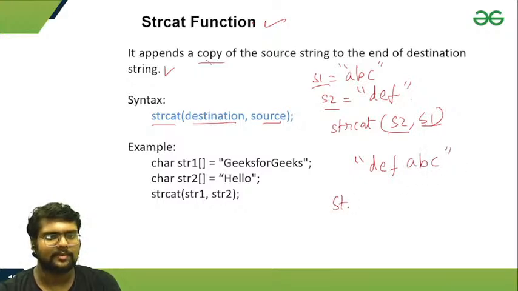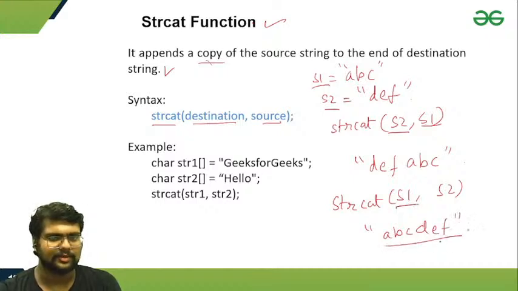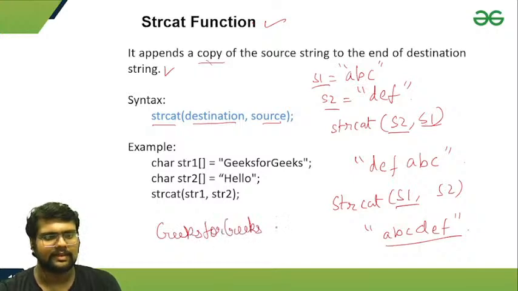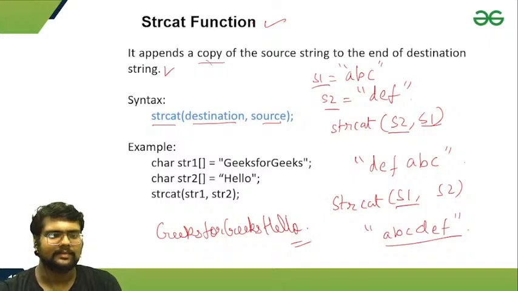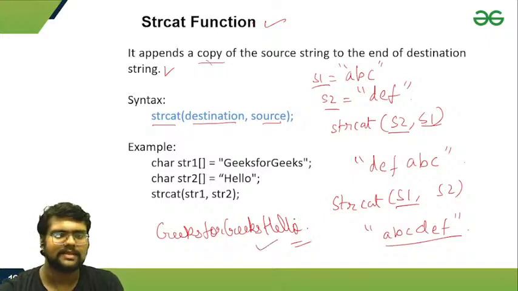If we want to copy into s1, then we can do something like this. It will copy s2 at the end of the destination, that is s1, so this will be the output. Similarly here, GeeksforGeeks and hello are there, str1 and str2. So here the output will be GeeksforGeeks, and after that hello will be there. So this is about the strcat function.